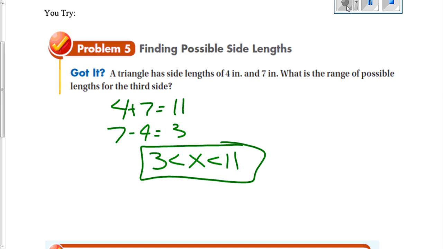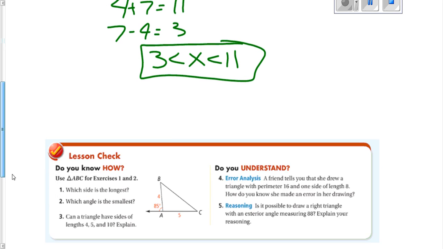All right, take a look. Notice I'm doing bigger number minus smaller number. Do not get a negative. That's wrong. So my range is 3 to 11. X is greater than 3 and less than 11.